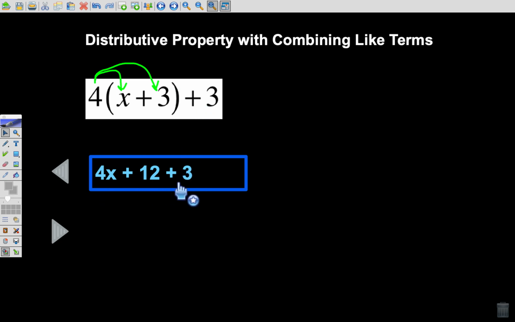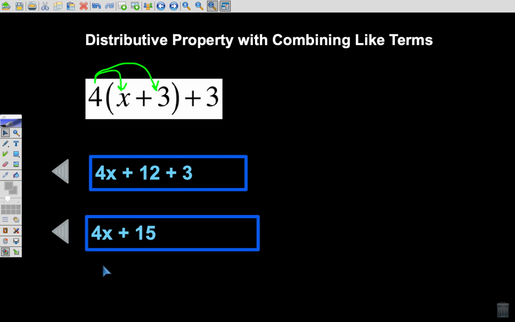Then we're going to combine like terms. Since we've done the multiplication, and by order of operations, multiplication gets done first, and that's done now. We're now going to look at combining like terms, and we've got a positive 12 plus 3, so that will give us plus 15. So our final result would be 4x plus 15.